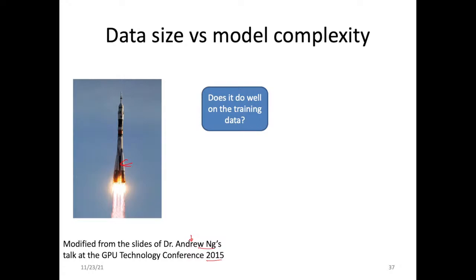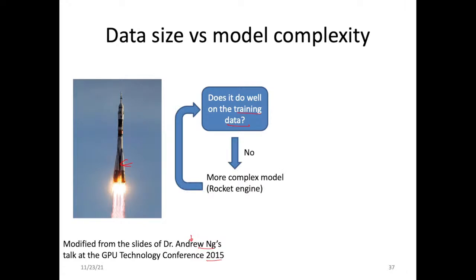So the first step is you need to check whether your model is performing well on the training data. If your model is not performing well on the training data, that means even though your model has already seen this training data, it still makes incorrect predictions, which means your model cannot find the right relationship between X and Y, even when it sees those training data. So you need a more complex model in this case.